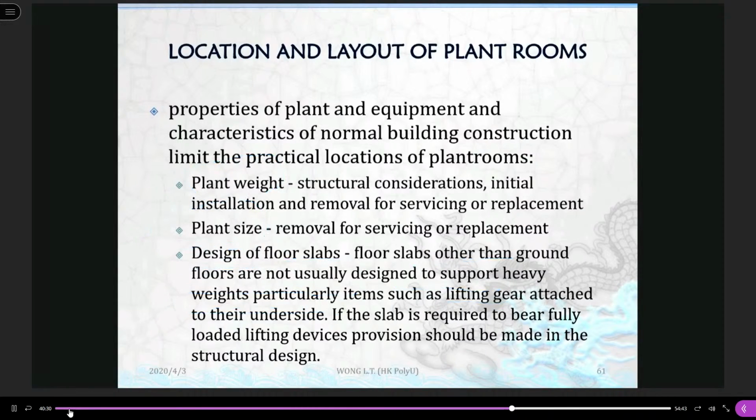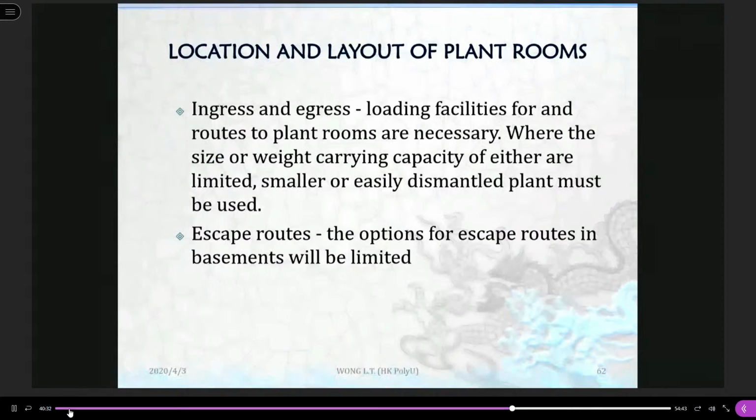All right. Also, two more items on this page. Location and the layouts of the plant rooms, including the ingress and egress and loading facilities en route to the plant room, are necessary. Where the size and weight carrying capacity is limited, smaller or more easily dismantled plants must be used in such a case.